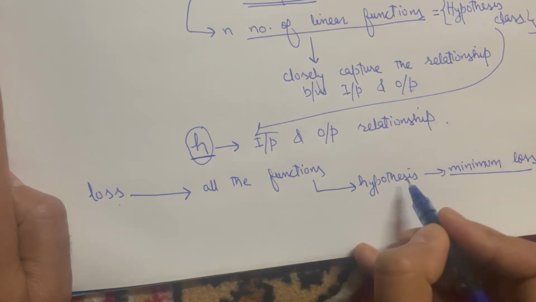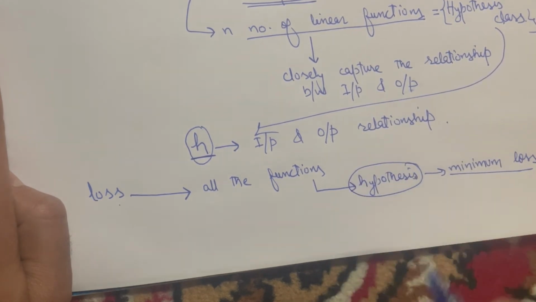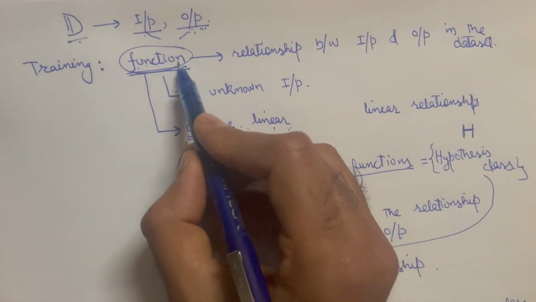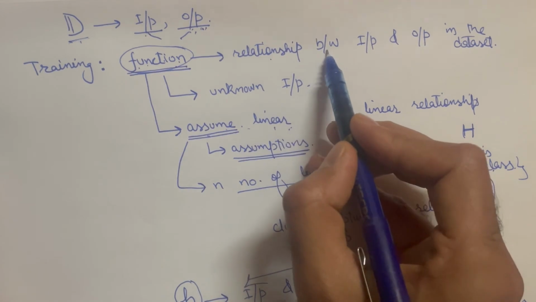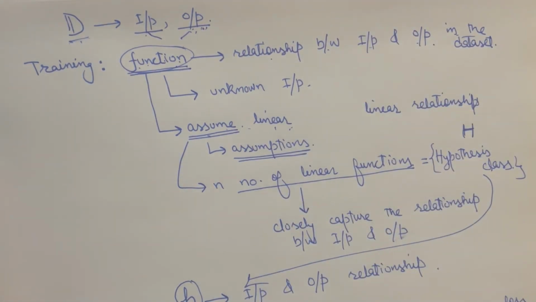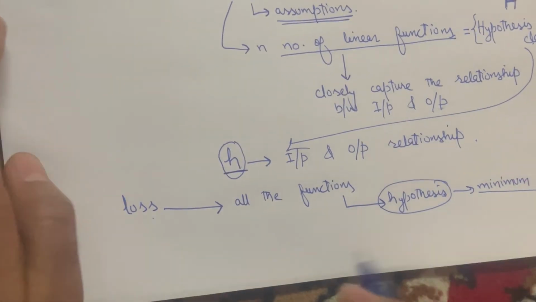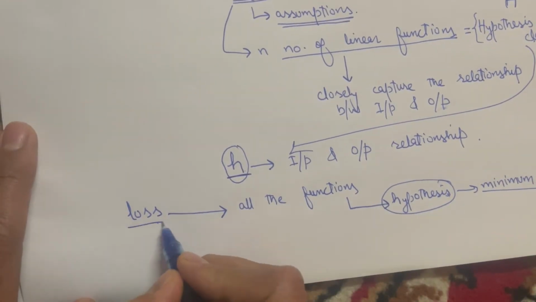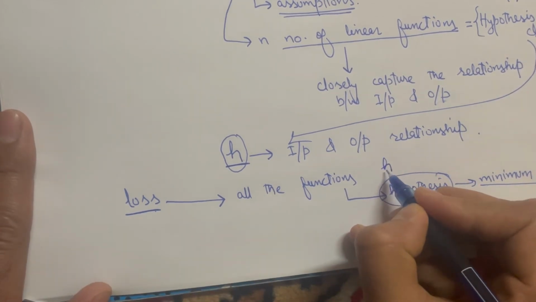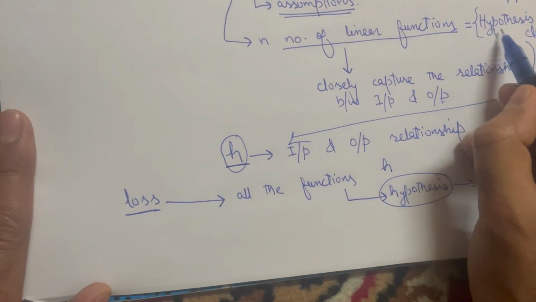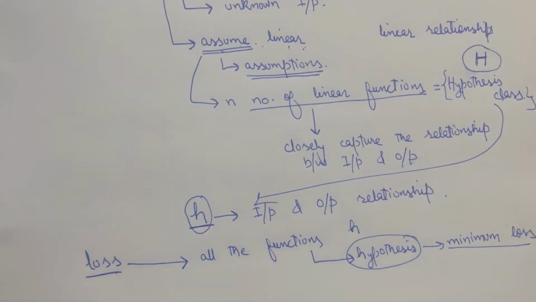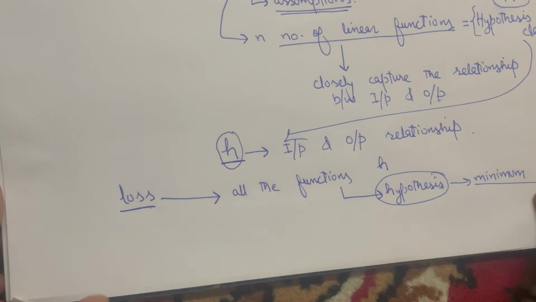That will be our final hypothesis function, or we can say that will be the function that will closely capture the relationship between input and output in the data set. Okay, now let's see what this loss is. We want to find a hypothesis function, and this hypothesis function may be any function in this hypothesis class. So let's see what this loss function is.